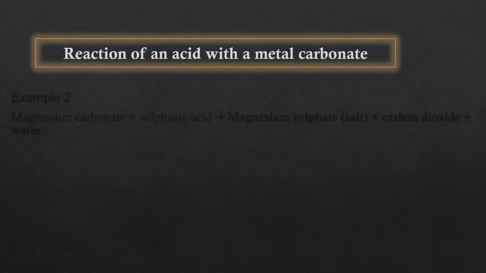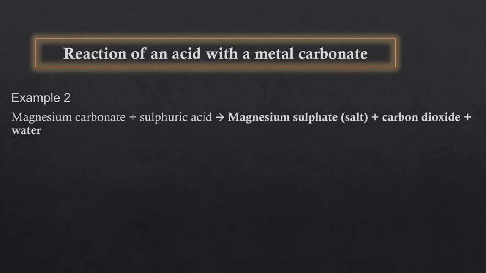Let's have a look at our second example with the reaction of acids and metal carbonates. Example 2 is magnesium carbonate plus sulfuric acid, which gives us magnesium sulfate, which is our salt, and carbon dioxide and water. Our chemical equation looks like this. MgCO3 represents magnesium carbonate and H2SO4 represents sulfuric acid. Number 1 is magnesium and number 2 is CO3 because it is a polyatomic ion. Number 3 is H2 of sulfuric acid and number 4 is SO4 because it is a polyatomic ion.